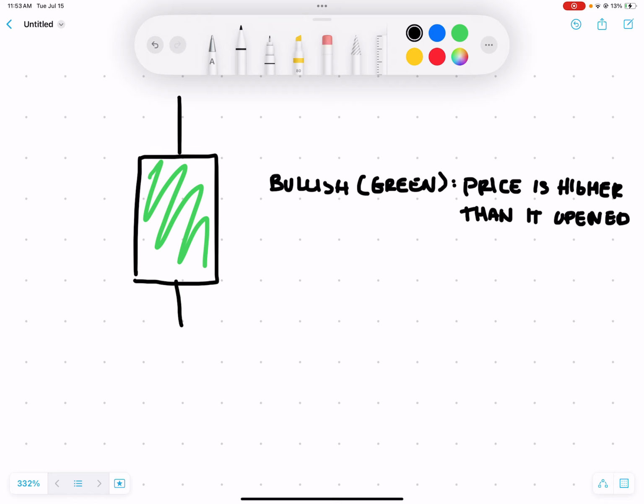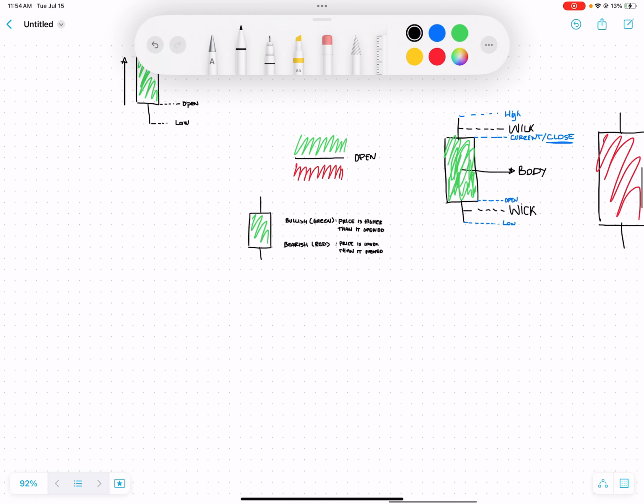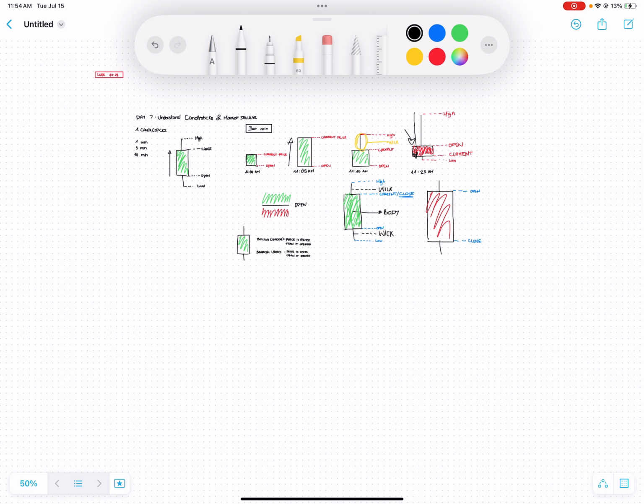Now, if you see the candlestick being red, I'm not going to draw it because I'm kind of lazy. But if you see the candlestick being red, we call it bearish. Bearish, meaning the candlestick is going down, meaning that the price is lower than it opened. All right? All in all, that's all you should know for now when it comes to candlesticks.